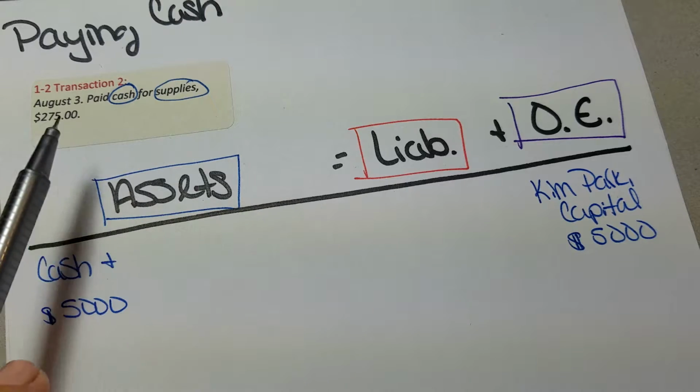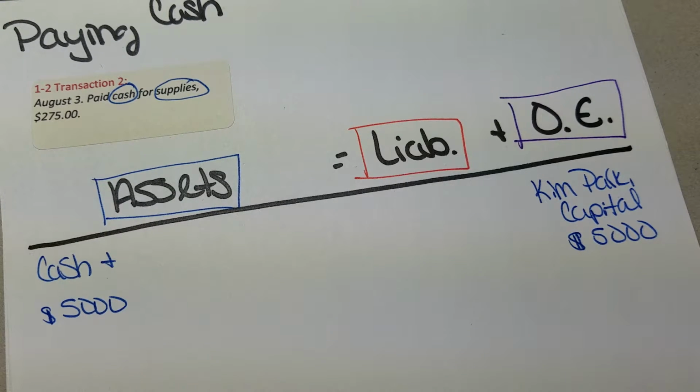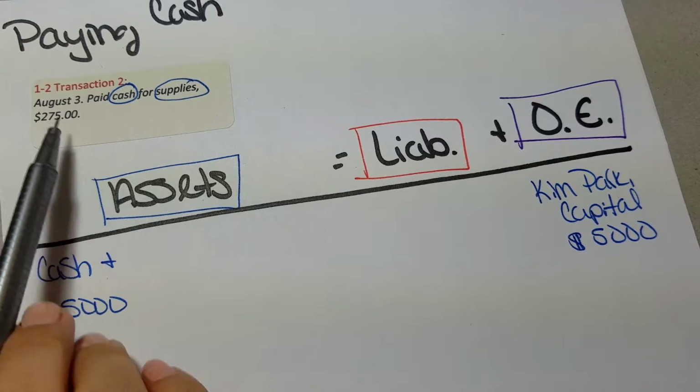Okay, we don't have, that's it. We've only got the two things. So we're going to have two assets in this transaction. So let's go ahead and break this down.